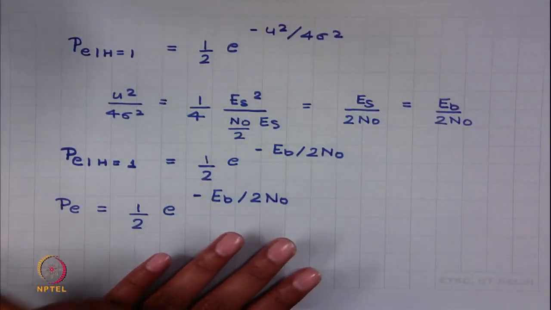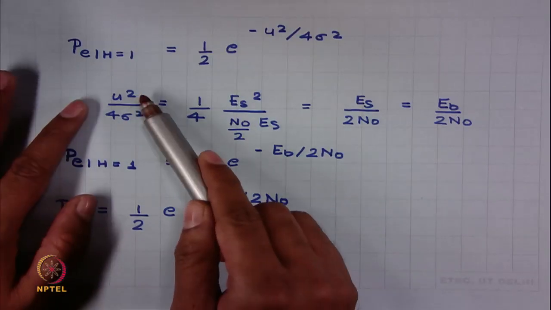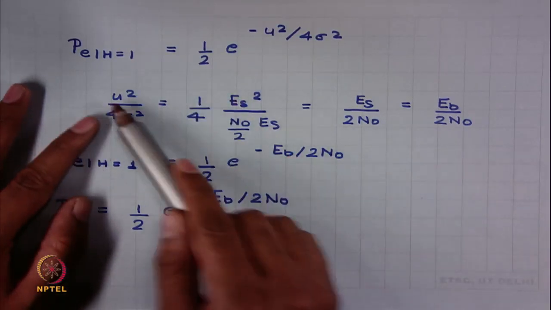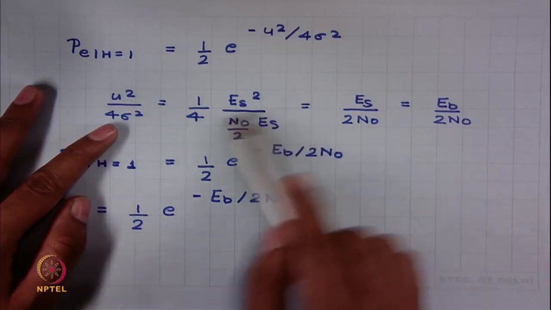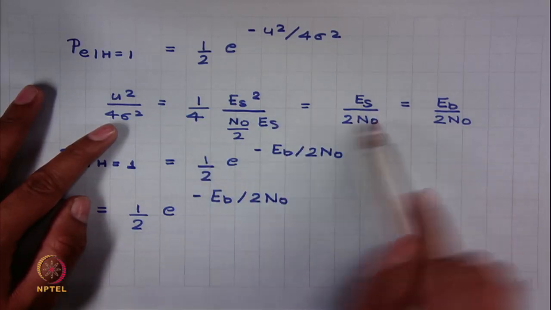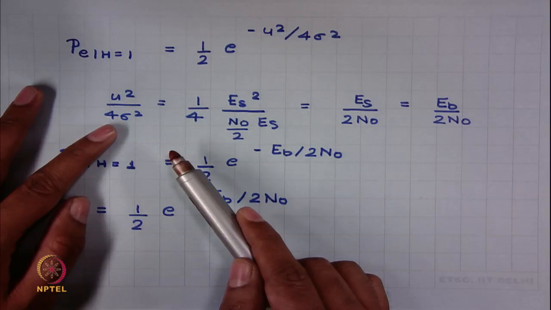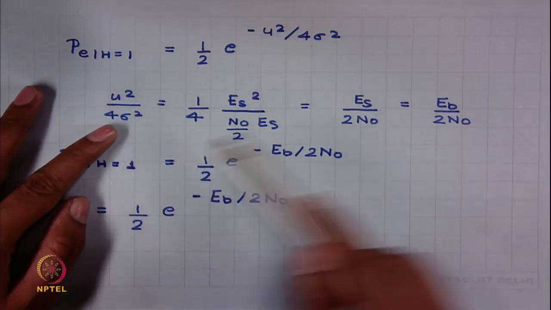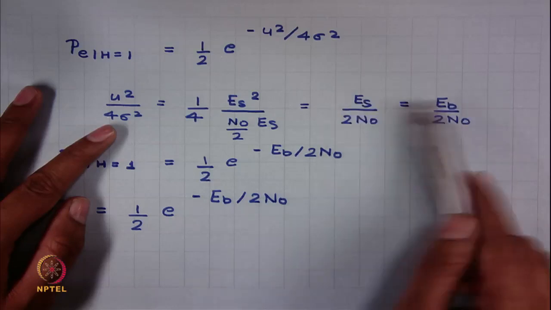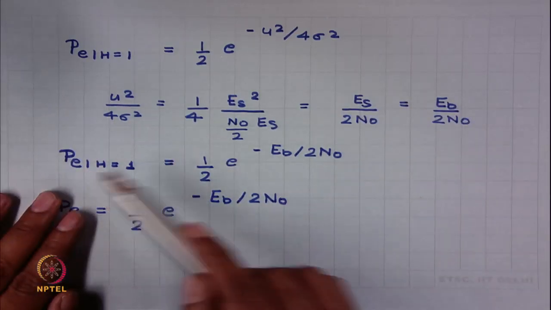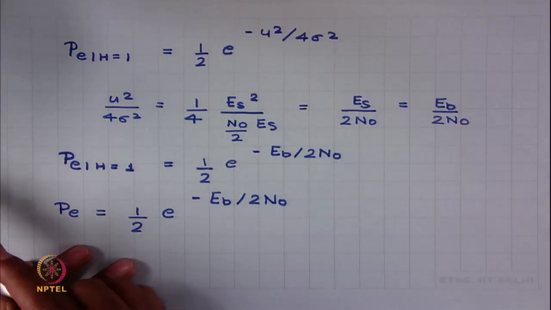and now I replace the values of u and sigma, so that I get my answer in terms of Eb by N naught. So, u square by 4 sigma square is 1 by 4 Es square, because u is Es, and sigma square we know is N naught by 2 Es. So, we get Es by 2 N naught, and Es is Eb in the case of frequency shift keying, because every signal has Es energy, average energy is also Es, and there is 1 bit per signal. So, Es is simply Eb. So, probability of error given hypothesis 1 is transmitted is this, okay, because u square by 4 sigma square is Eb by N naught by 2.